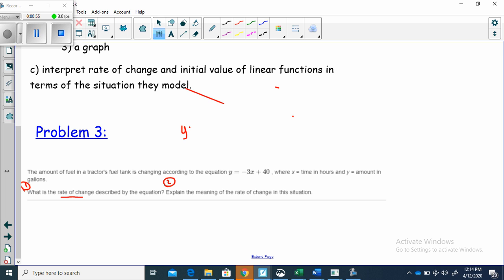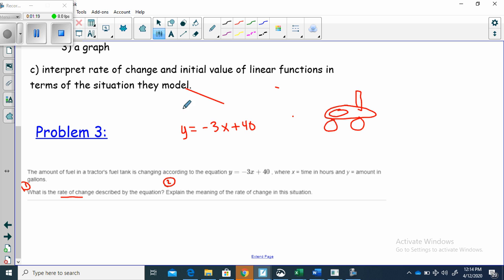Our equation is y is equal to negative 3x plus 40. We're talking about a tractor. Let's say it's got our tractor's fuel tank. Here's our tractor. I can't draw very well. But here's our tractor with its smokestack. We got inside here a fuel tank to fuel this tractor. How many gallons do we have in this fuel tank to start with?